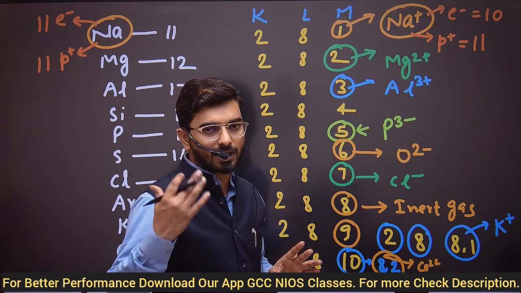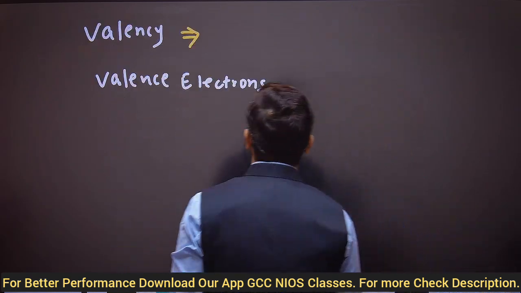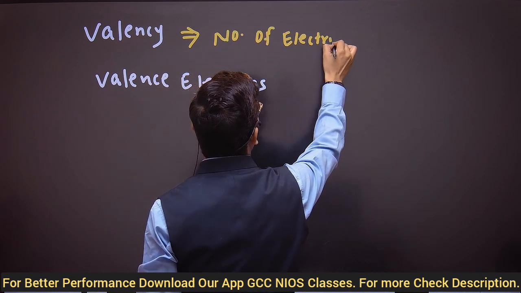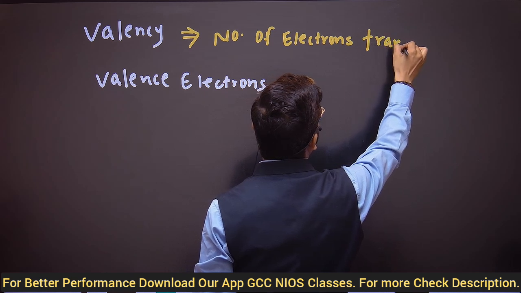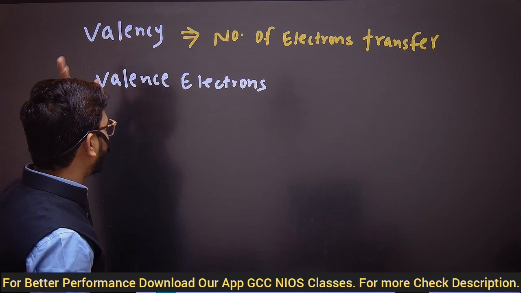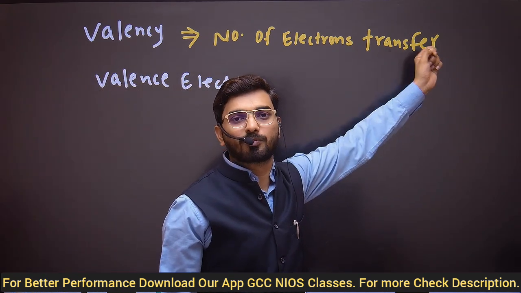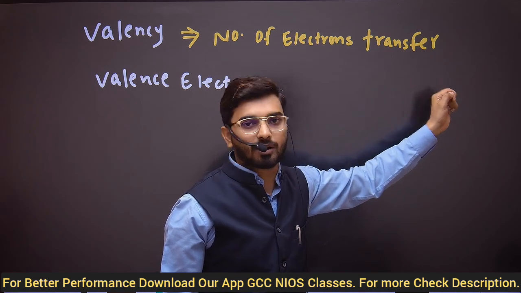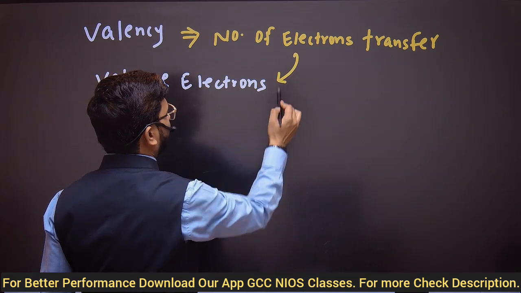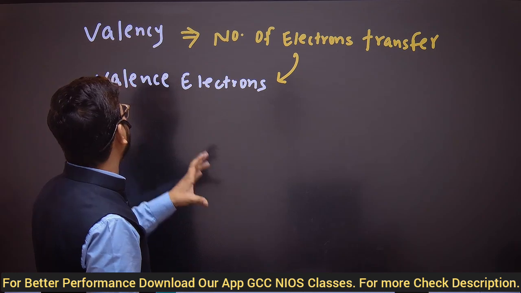So I hope you understand very well exactly what valency is. Valency means the number of electrons transferred. How many electrons are transferred? That number will be known as valency, and valency is written at the top corner of any element in the form of positive and negative, depending on donor or acceptor. It is the same for valence electrons. In terms of electrons, we say valence electrons, and in the general way we say valency.